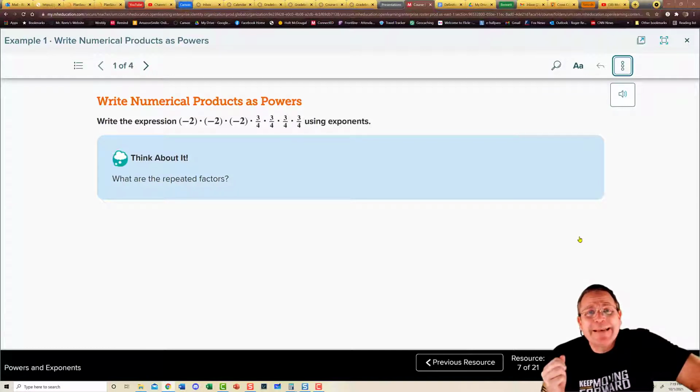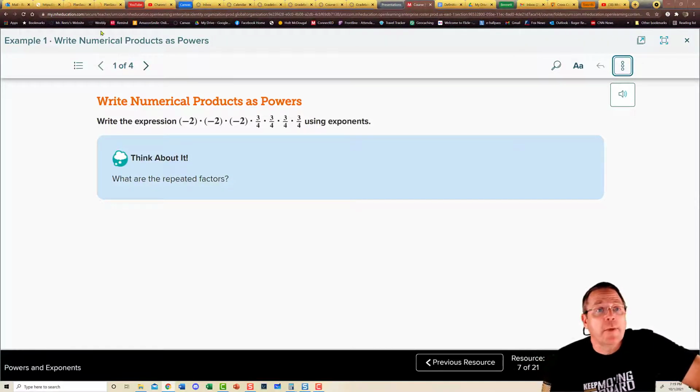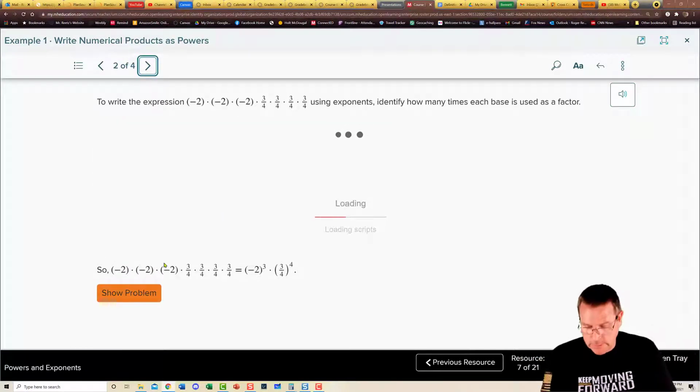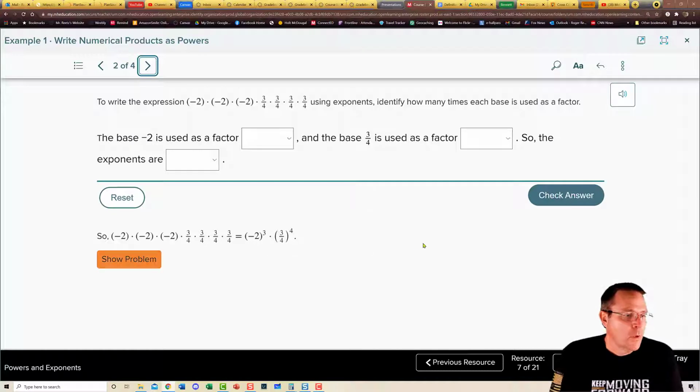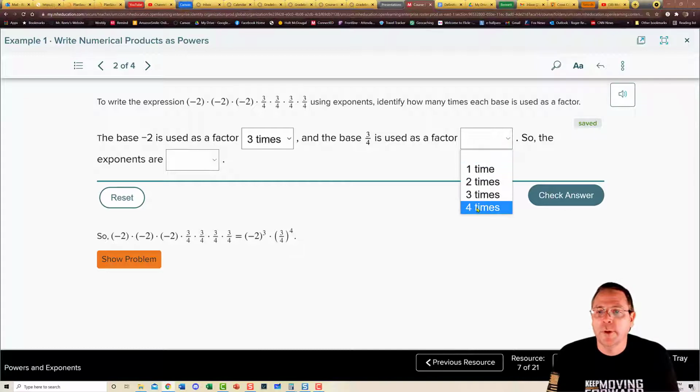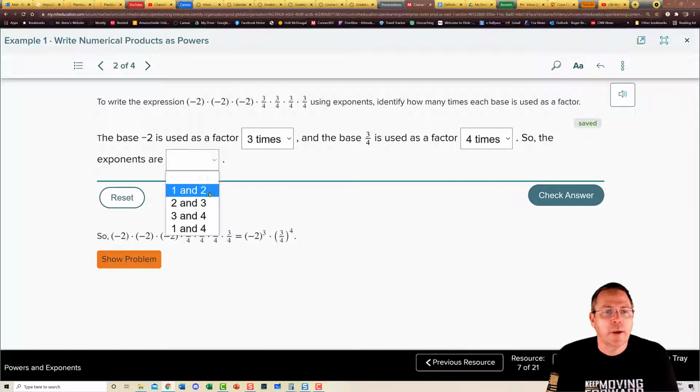Let's say you were tasked to write this expression using exponents. It's really extremely easy to do. How many times do you see a -3 in there? 3. How many times do you see a 3/4 in there? 4. I mean, it's really that easy, guys. So from there, they say that -3 is used as a base 3 times, and 3/4 is used as a base 4 times. So the exponents are going to be 3 and 4.